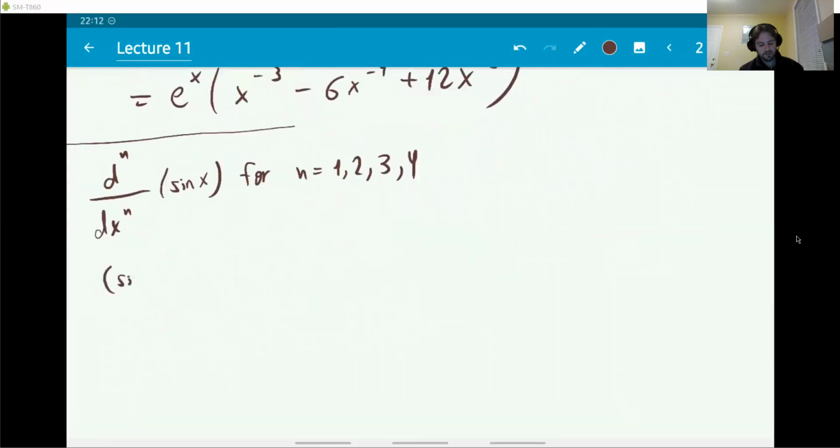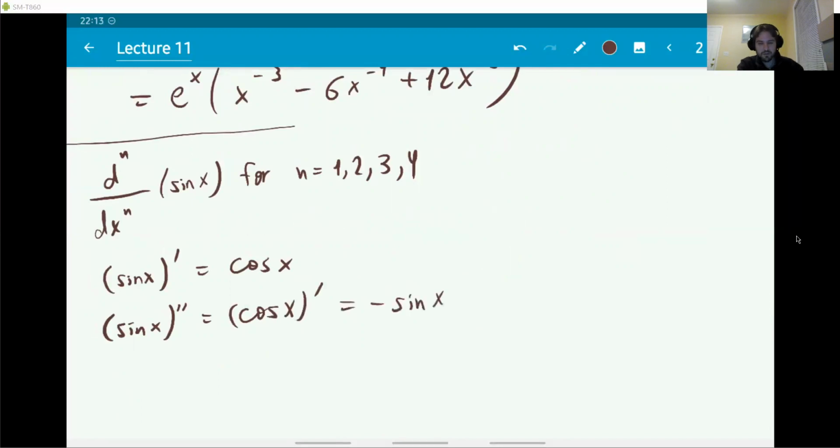One derivative. This is one that we need to remember. Derivative of sine is cosine. So two derivatives would now be taking this derivative, cosine, and then differentiating again. That's again one that we should remember, minus sine.